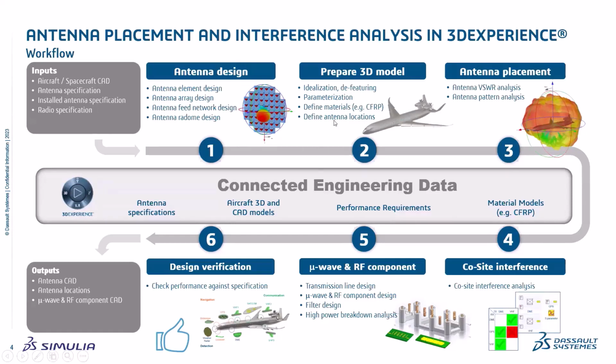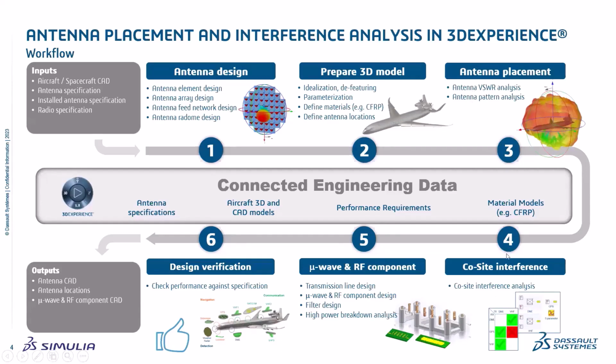And then once we have an antenna, we need to have a platform, which would be the aircraft in that case. Here we can apply some idealization, defeaturing, parameterization, define materials, and also define some antenna locations. Then the third step would be the antenna placement, which is then specified in terms of some KPIs: antenna placement, antenna patterns, and antenna VSWR.